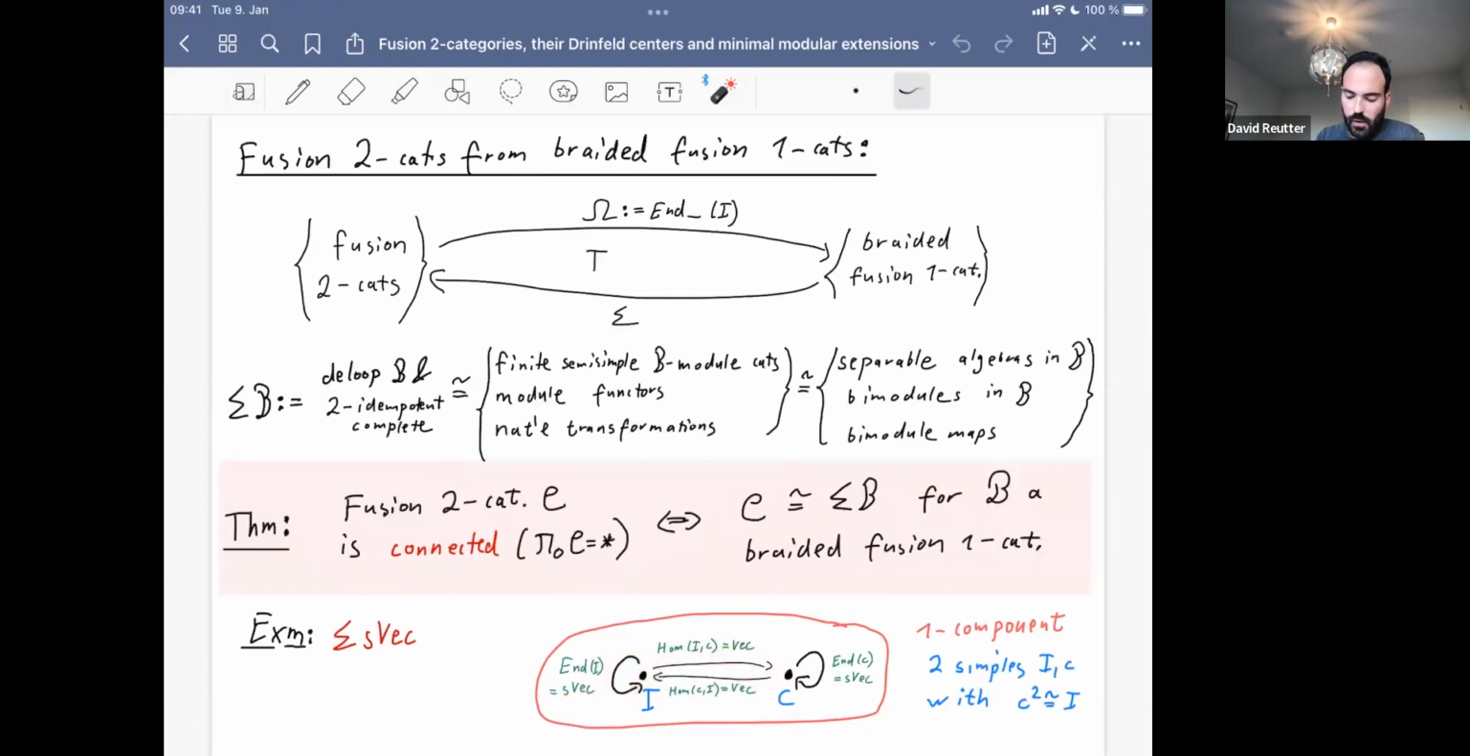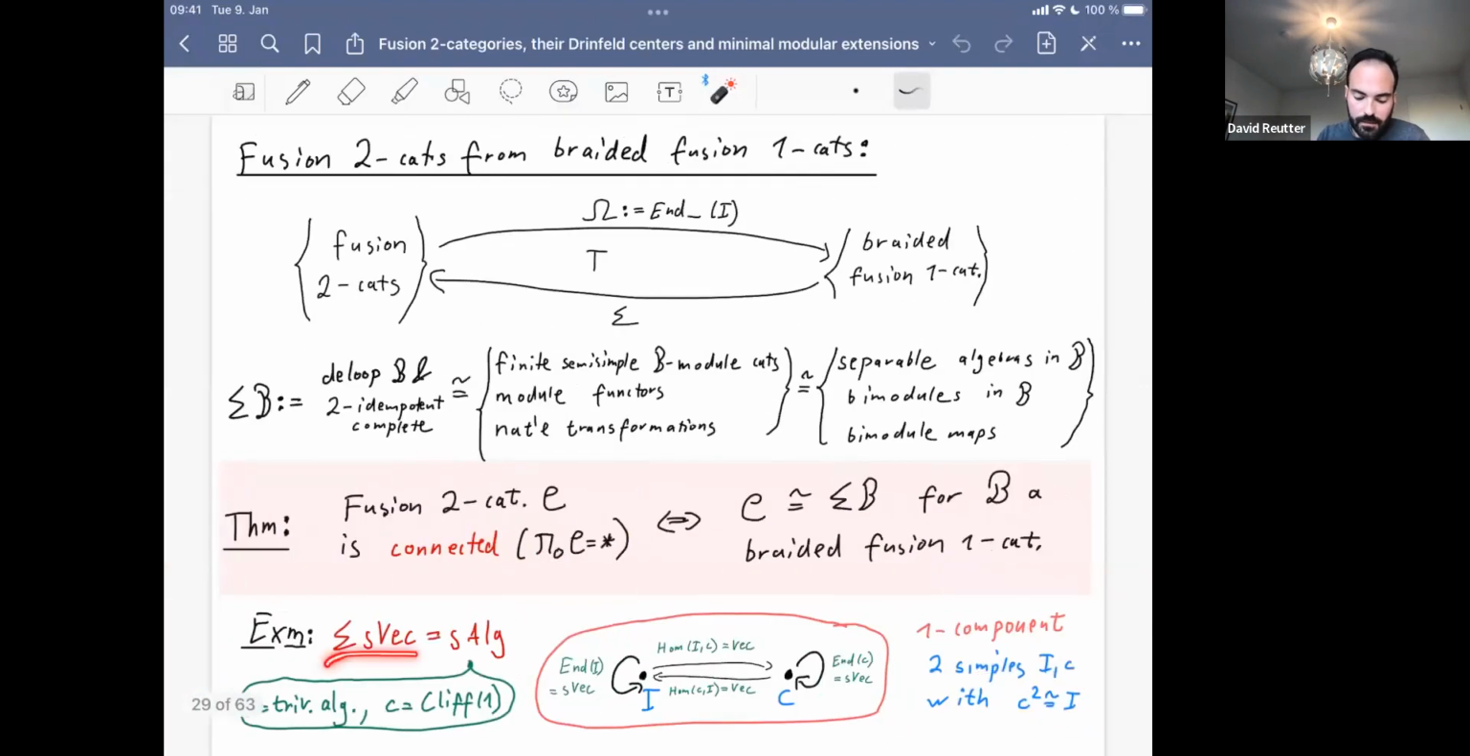Okay, so as you can see, this category has one component because there are two simple objects, but they are connected. There is a non-zero map between them, and so it has one component. This is really a connected fusion two category. I haven't yet told you the monoidal structure. I won't tell you the whole thing, but for example, if I'm squaring C, I get the identity. So there's additional fusion information in there. Those are the fusion rules at the level of objects for this fusion two category.